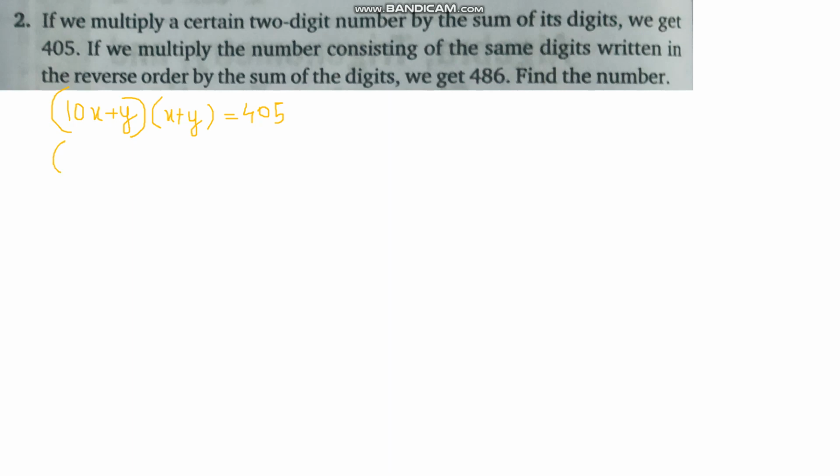Yeah, let's start. This is another equation, 10y plus x, the reverse number, and if I multiply it by the sum of the digits, x plus y, it will come to be equal to 486. Now we just need to solve the question. Subtract both the equations. x plus y will remain as it is. Now there it will come 9y minus 9x.